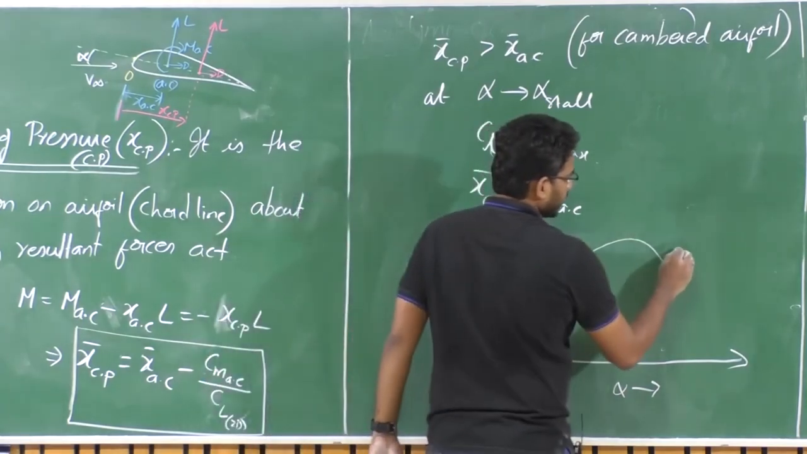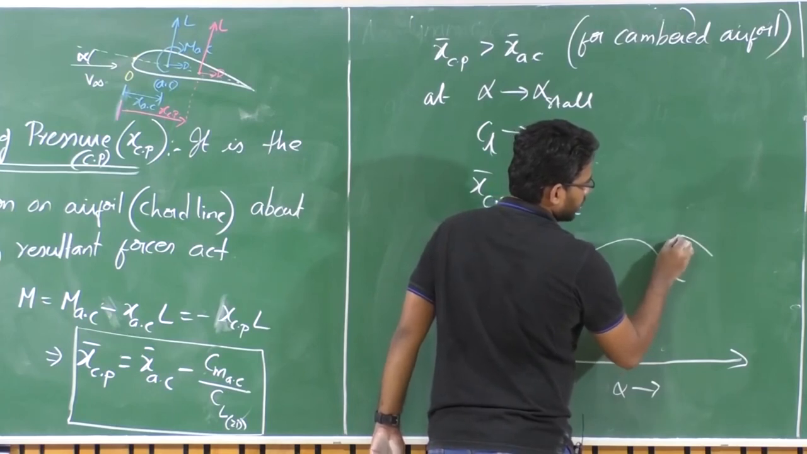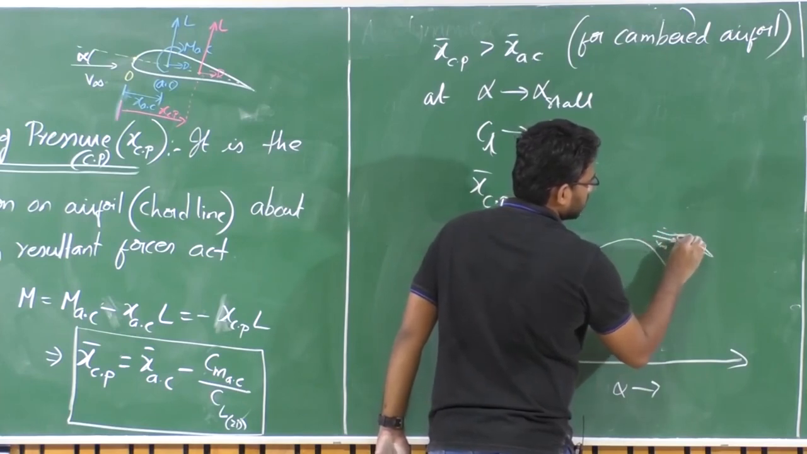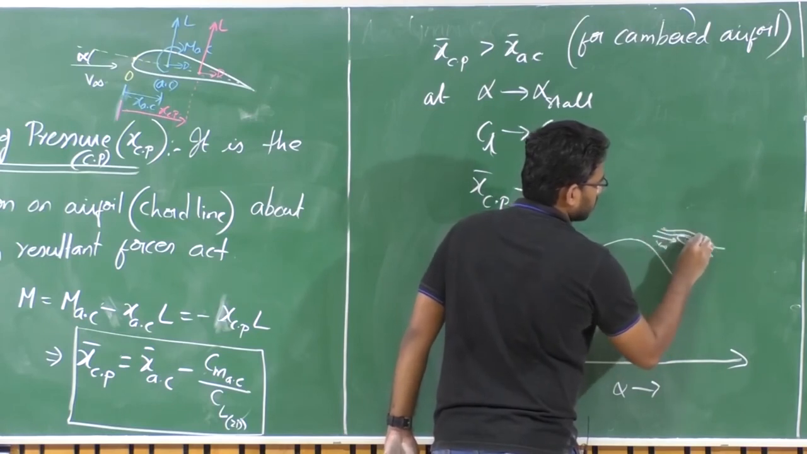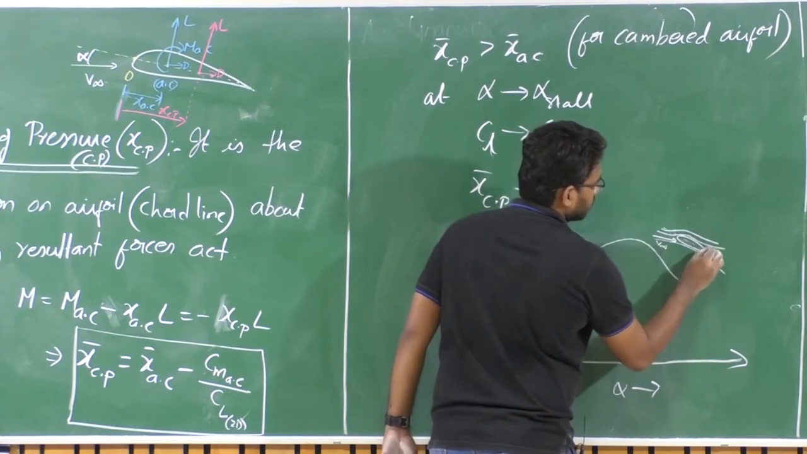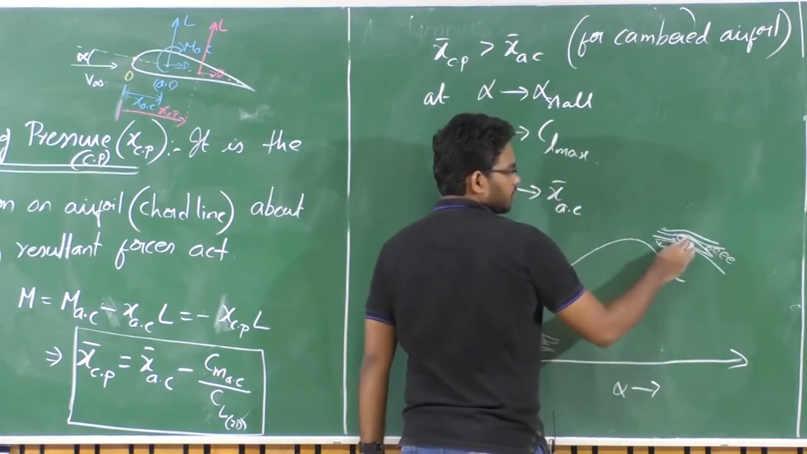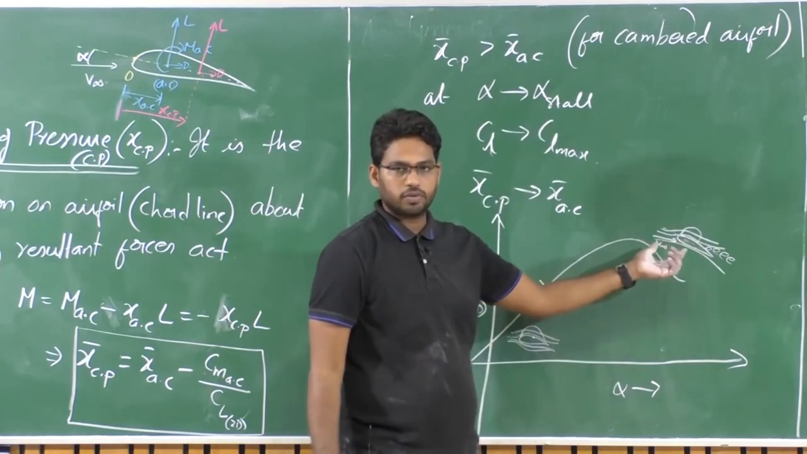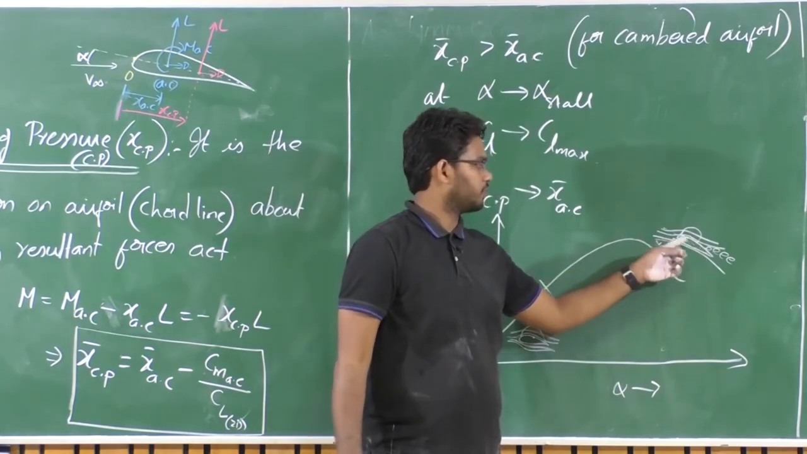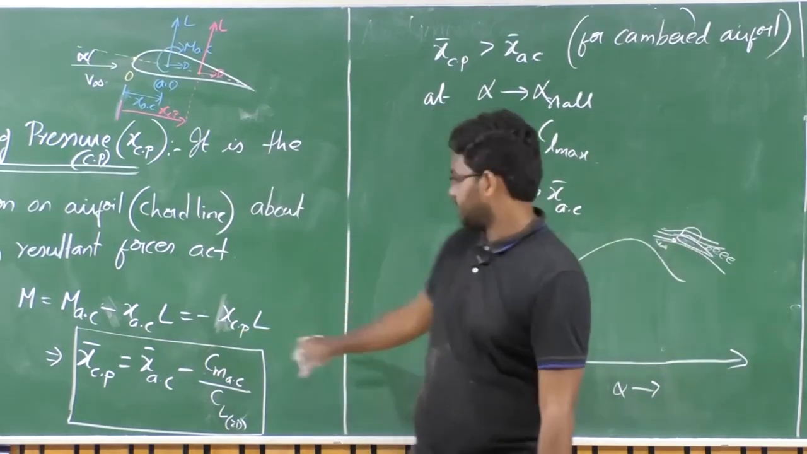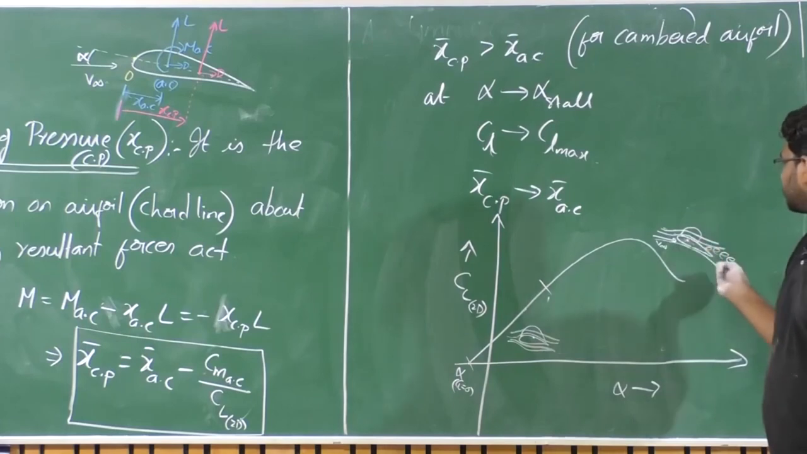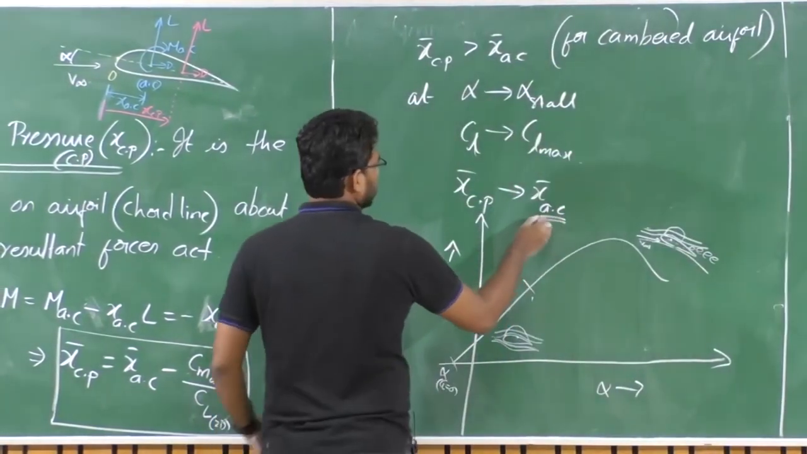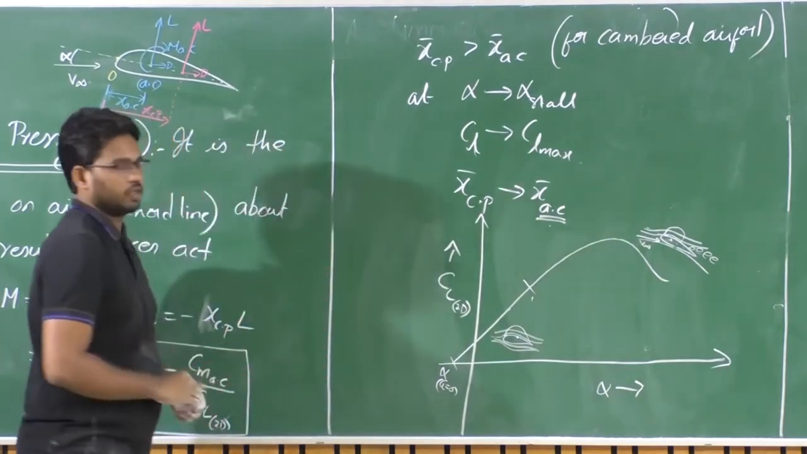But at higher angles of attack, what happens? The same airfoil is now placed at a higher angle of attack. So there is flow separation, isn't it? That means the pressure distribution is mainly concentrated near the region where there is attached flow. That means the centroid has moved forward compared to the centroid for the previous case, which is this one. That means the center of pressure is moving forward, close to the aerodynamic center. The center of pressure is shifting towards the aerodynamic center.